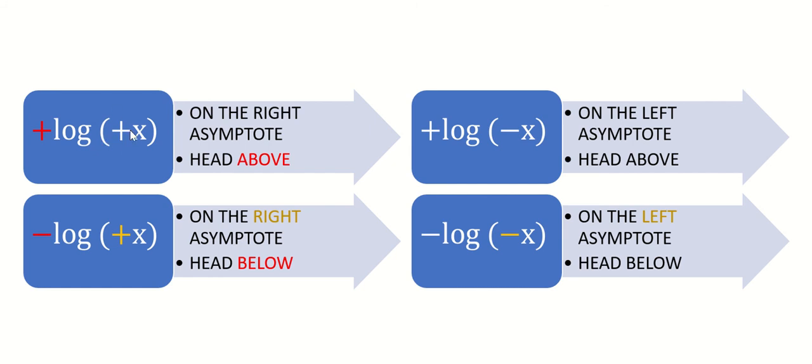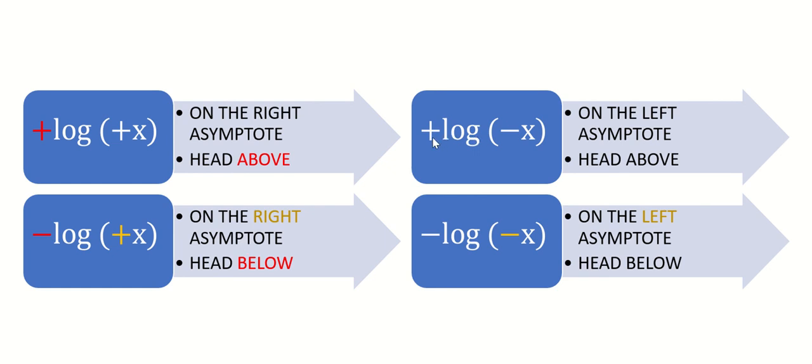And here, your x is positive, which means that it is the right vertical asymptote. Different from the exponential where we have a horizontal asymptote, for the logarithm we are going to have a vertical asymptote. So whenever your x is positive, it means the right vertical asymptote. Whenever in front of your log we have positive, it means that your head is above. And for the next one we have negative log, which means that your head is below, and then your graph will be on the right vertical asymptote.